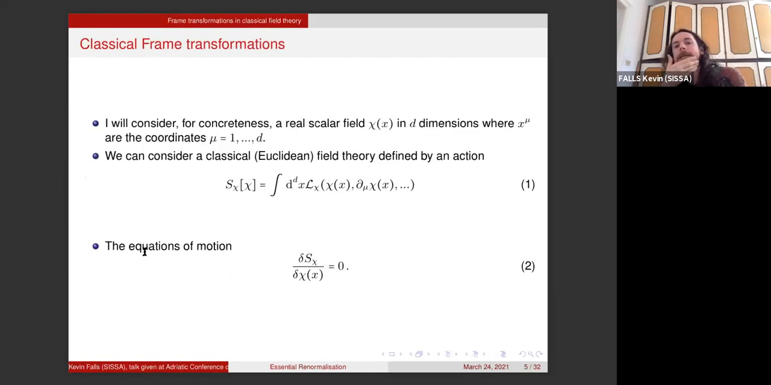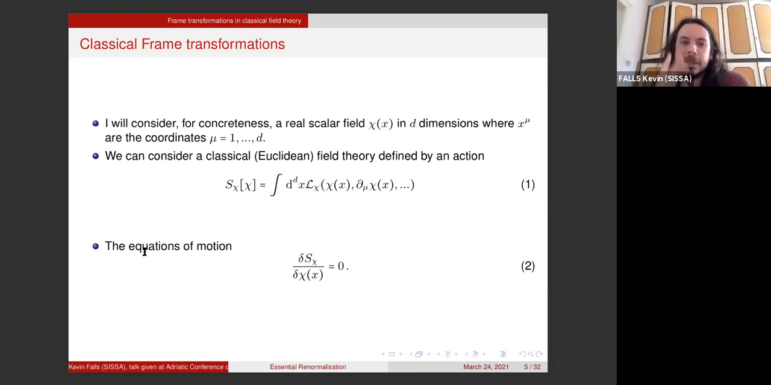So to get started, in this talk I will just consider a real scalar field in D dimensions for simplicity, but everything can be generalized to different cases: more fields, fermionic fields, and situations where you might lose certain symmetries. I will take for granted translational invariance and also Z2 invariance. So if I make chi go to minus chi, then the equations will be symmetric.